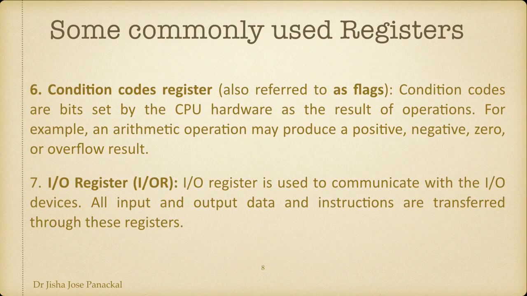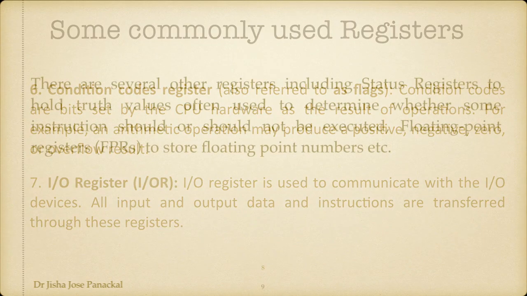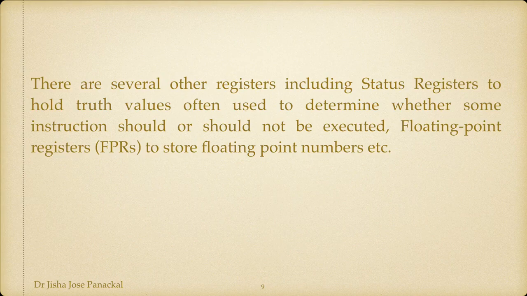In some computers, we will have separate registers for I/O devices that are categorized as I/O registers, which are used to communicate with I/O devices. All input and output data and instructions are transferred through these registers. There are several other types of registers, including status registers, to hold truth values, often used to determine whether some instruction should or should not be executed, and registers for storing floating point numbers, etc.